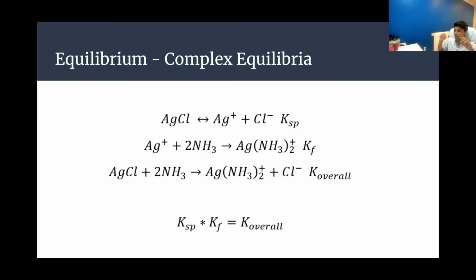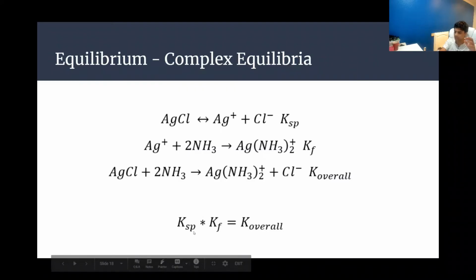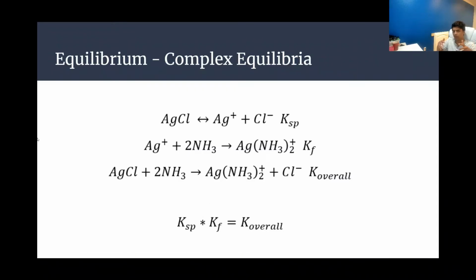Then you have a formation constant, which is where a metal ion complexes with a ligand to form a complex ion, and its Kf, or formation constant, is large in magnitude. The reaction essentially goes to completion. So the overall equilibrium is this reaction, where Ksp times Kf equals the overall constant. Using that knowledge, you can problem solve through multiple problems.